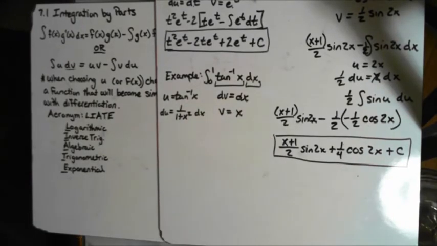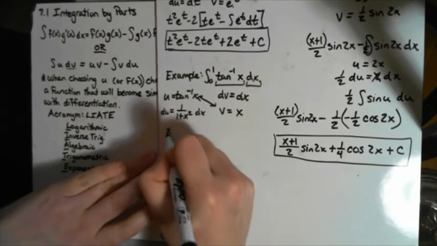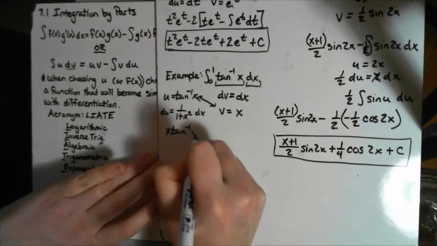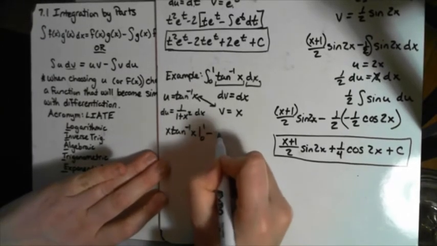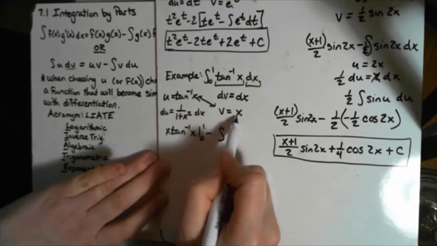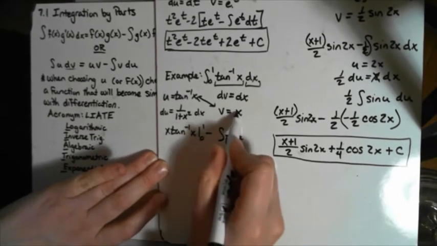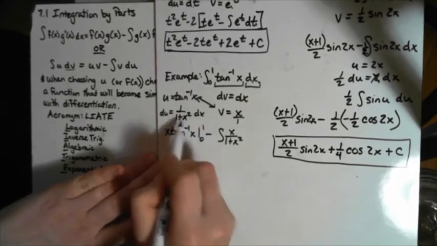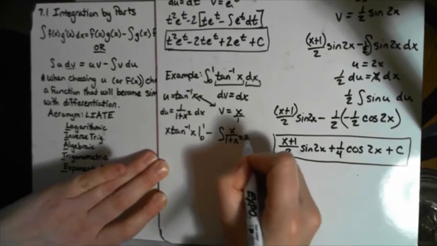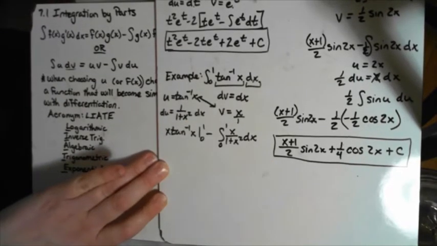Okay, now let's apply the formula. U times v. So x tangent inverse x evaluated 0 to 1 minus the integral of these two bottom things multiplied together. That's x over 1 plus x squared. Because I did x times the fraction, this is x over 1. 1 times x, this times this, dx. Okay, now I'm almost where I need to be. Don't forget the 0 and 1.